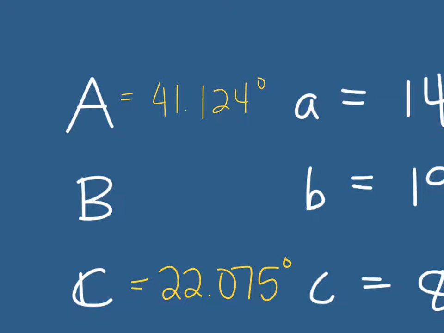Now you do not need to do it a third time. Why not? Yeah, you can just use 180 now to find the third one. And so you can subtract 22.075 and 41.124 from 180, which gives me 116.801 as the degrees. And you should just double check and make sure that adds up to 180, and then you've got it.